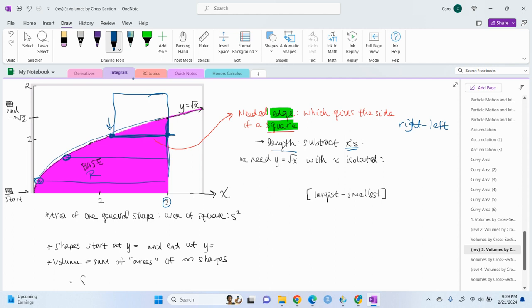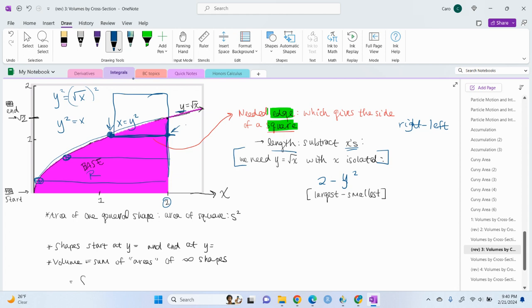You have to rewrite and solve this function for x. So if you have y equals square root of x, I'm going to square each side. So then you have y squared equals x. So the x value on here is x equals y squared. Okay, so let's subtract our x values. What that would look like is we would do 2 minus y squared.